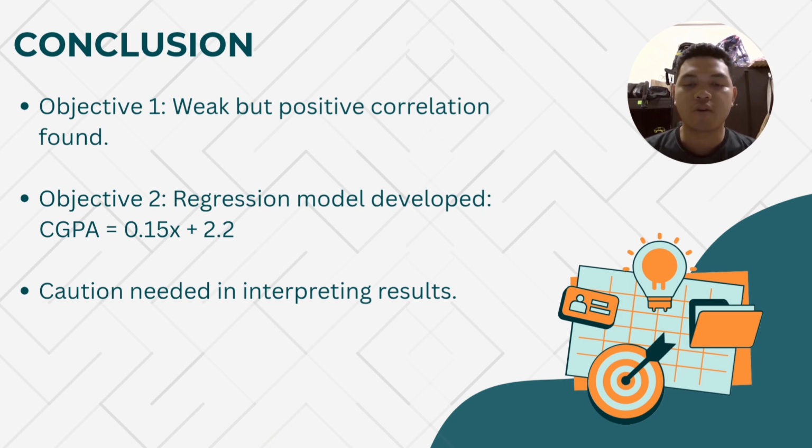In conclusion, for objective 1, we found a weak but positive correlation between phone usage and CGPA. For objective 2, we developed a regression model: CGPA equals 0.15 times phone usage plus 2.2. However, we need to be careful when interpreting the result because other factors may also affect CGPA.